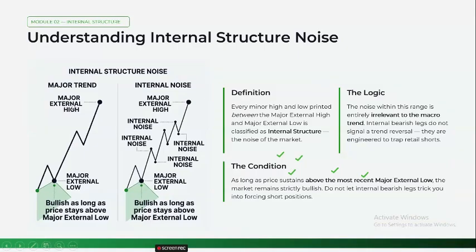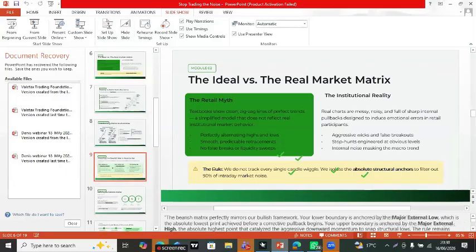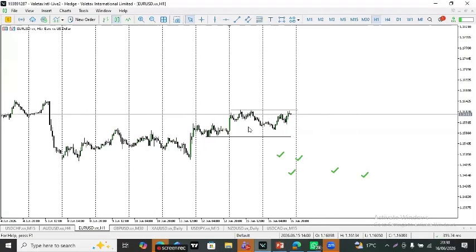So you can see the major external high, the first illustration that I demonstrated. And then we have internal noise, but I'm going to break that down further and show exactly how to do it. Let me just jump in and show you guys how to do it. Let's work on the charts.